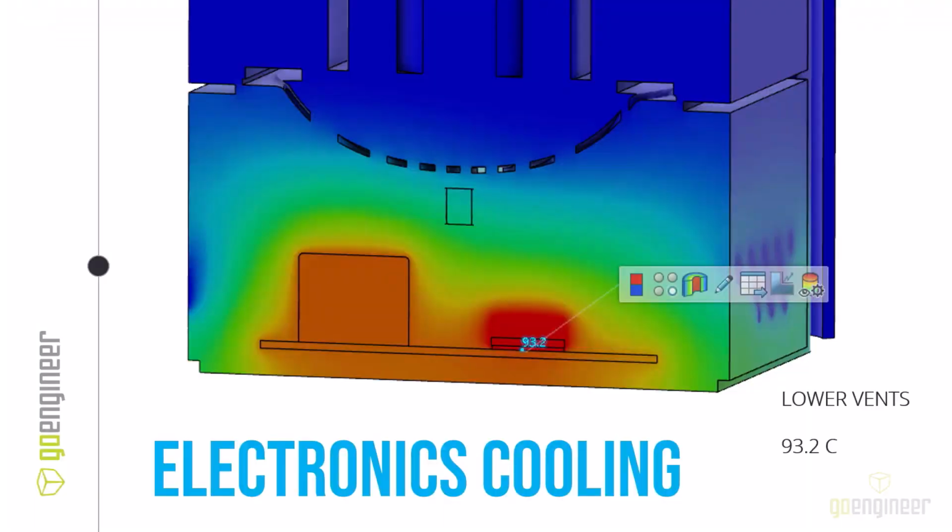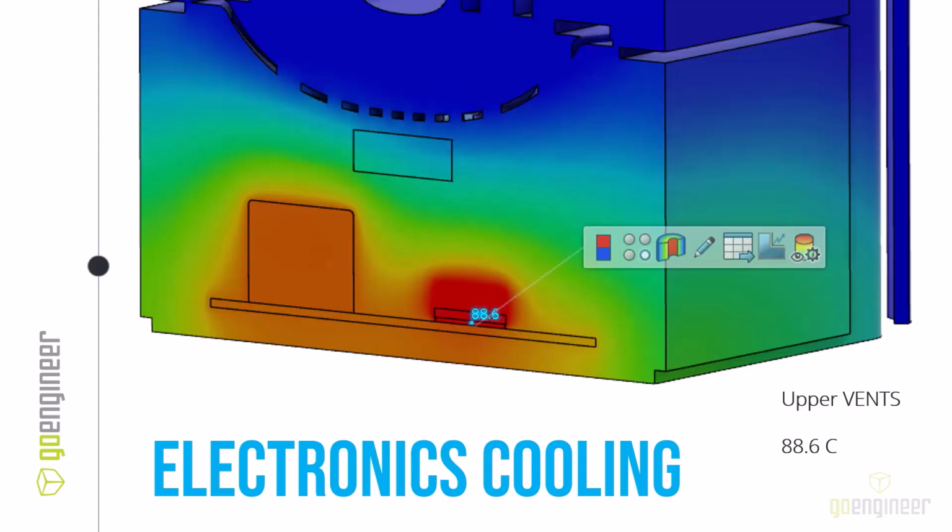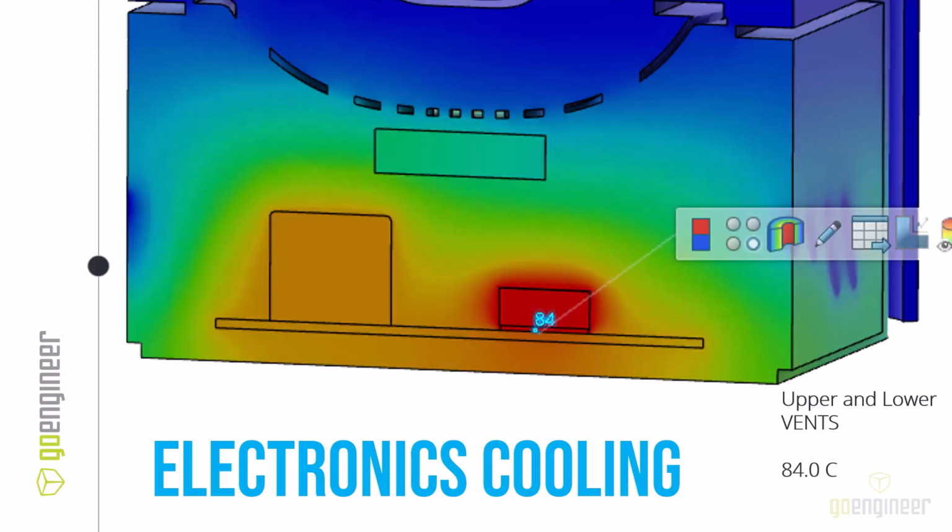So to review, the lower vents were at 93.2 degrees C. The upper vents were at 88.6, and the combination of both is at 84. We probably need to do a little bit better, but we're looking pretty good in our development of cooling these electronics.